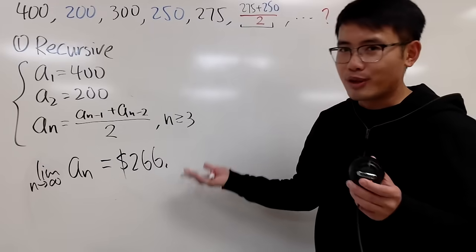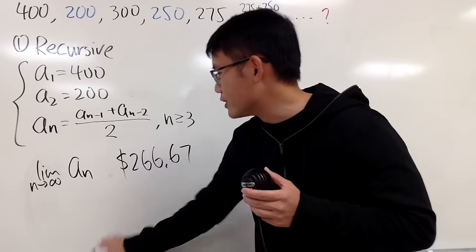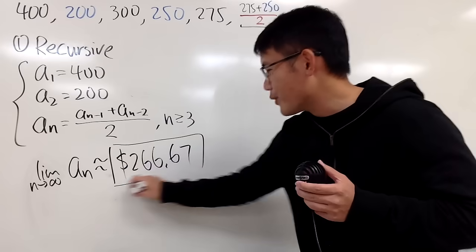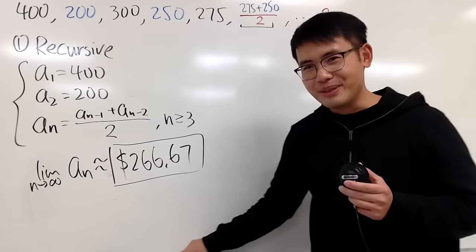And since we're talking about money, I will just say 67. And because I'm rounding, I will just put the approximation right here. So this right here will be the price that we shall make a deal on. Right, so this is really cool, isn't it?